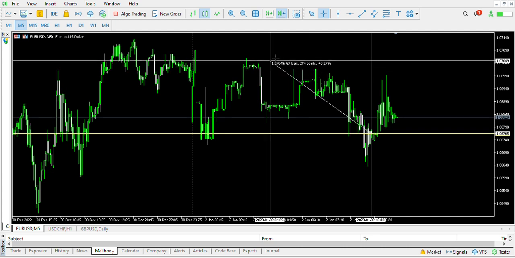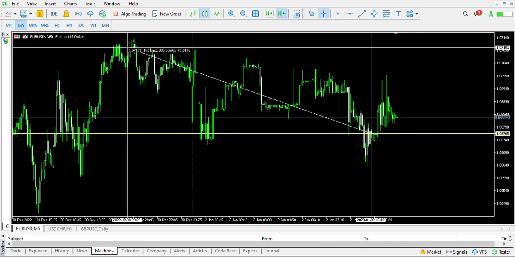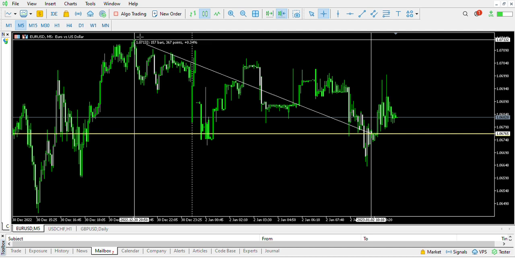If I was to hold it, I'm looking for these Asian highs. So I could have held it for 30 pips here. It may get there today. Or I could have held it for the previous high, which is there, 37 pips.